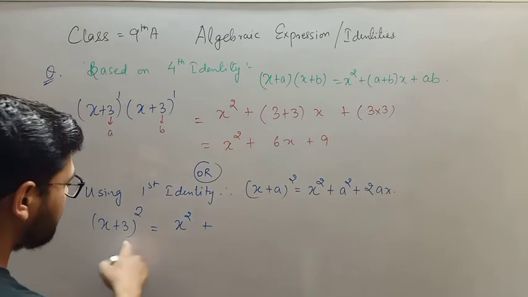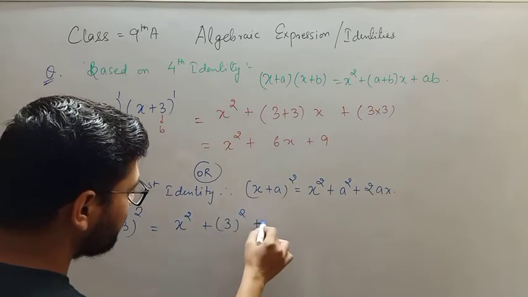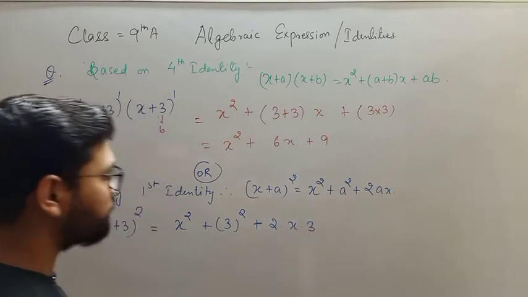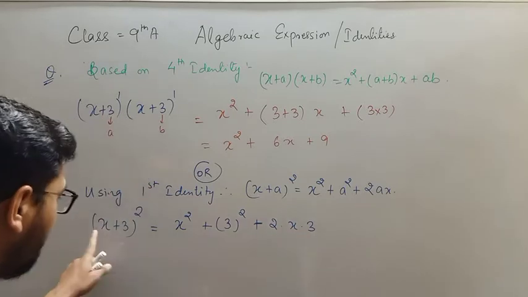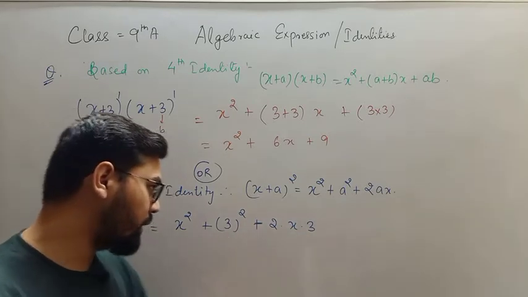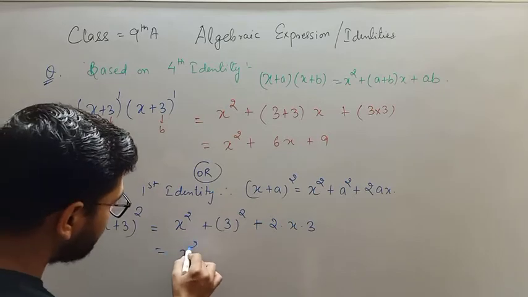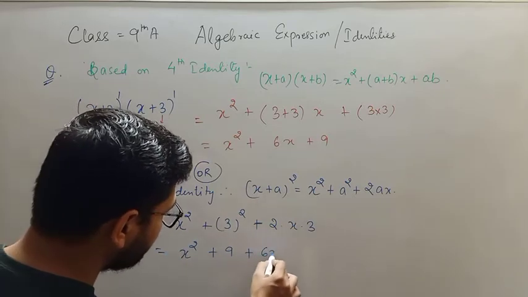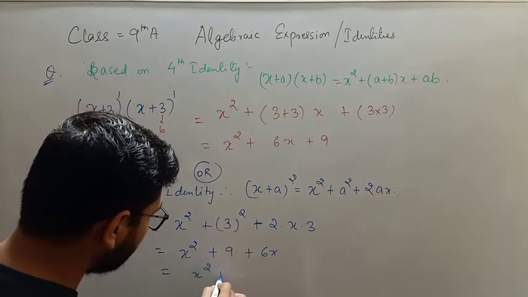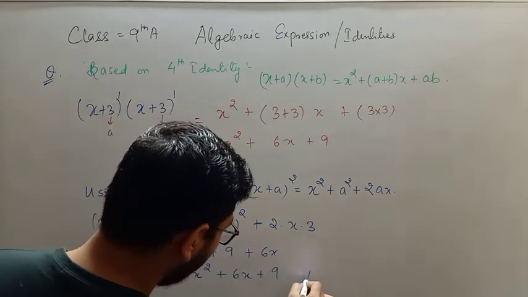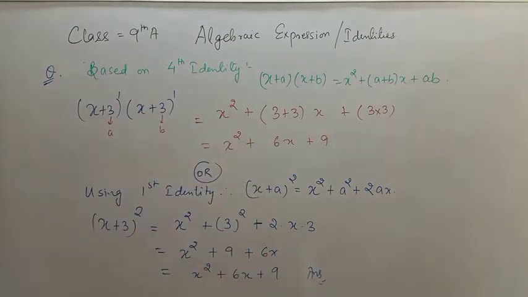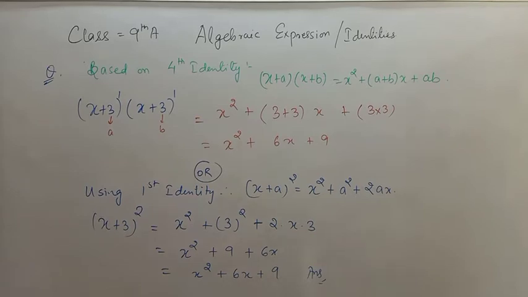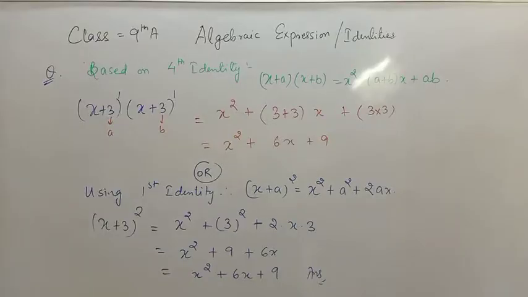What you will write? x square plus 3 square plus 2 into x into 3, x square plus y square plus 2xy, or you can say x square plus a square plus 2xa, x square plus 9 plus 6x, or you can simply write x square plus 6x plus 9. Note it down fast, both the answers are same. So note it down fast so that we can cover more number of questions in this video.